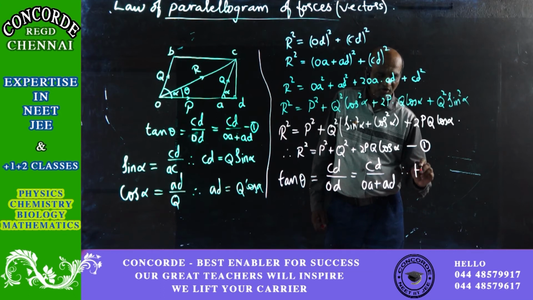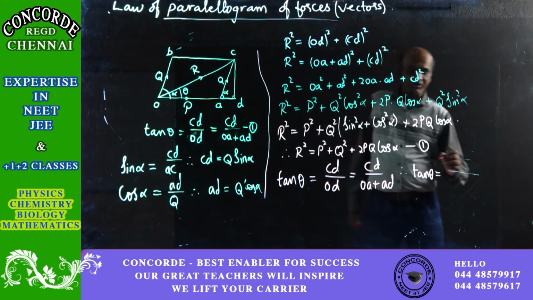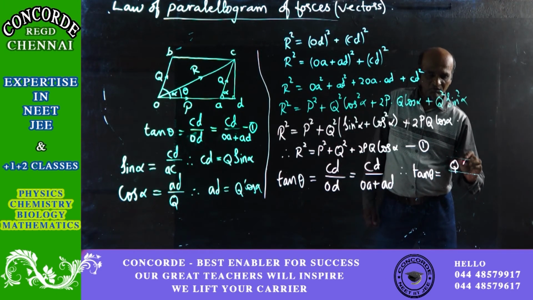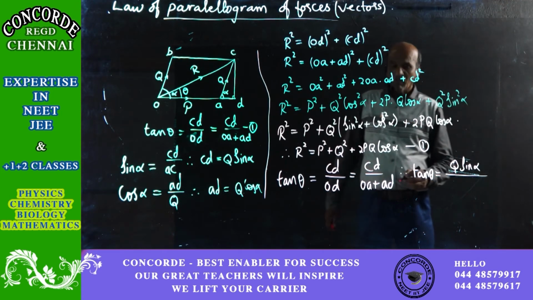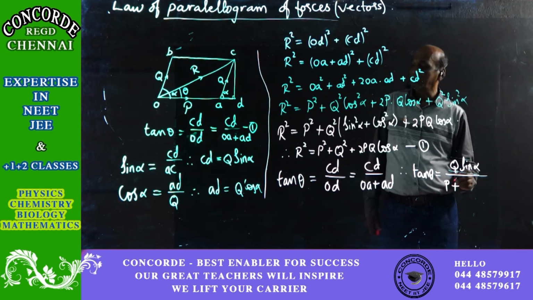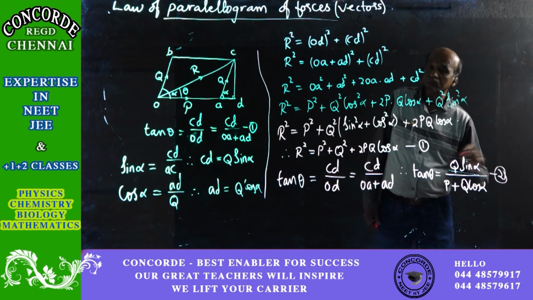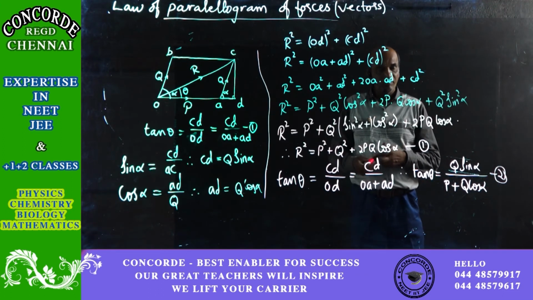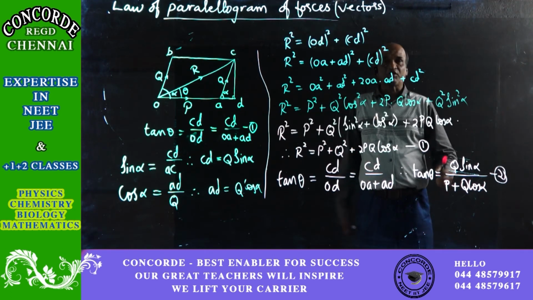Therefore, we will now have tan theta is equal to CD, which is Q sin alpha, divided by OA, and OA is equal to P plus AD is equal to Q cos alpha. So this will be Q cos alpha, right? So this will be equation number 2. Now we have got the equation, one for finding the magnitude and the other one for the direction.